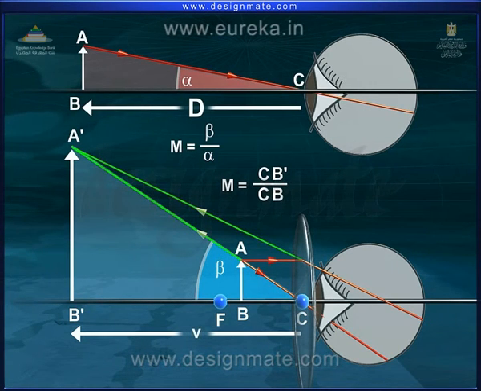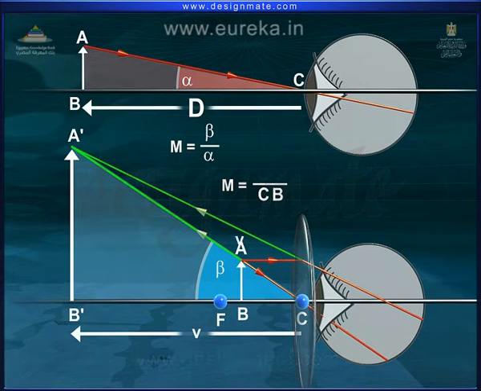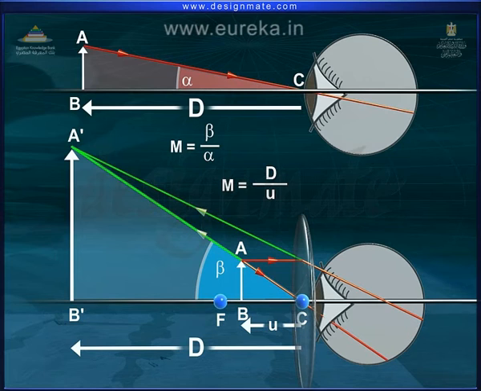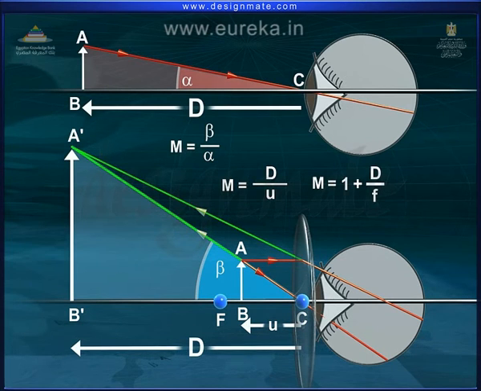Suppose CB' is equal to v, and CB is equal to u. In this case, v is equal to d. Hence, m is equal to d upon u. For further calculations, we can derive m is equal to 1 plus d upon f.